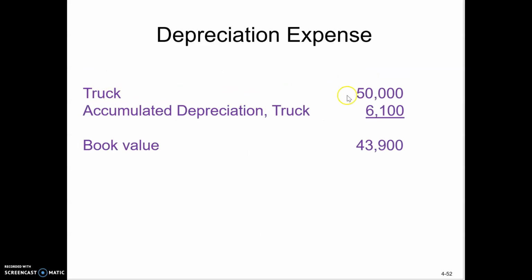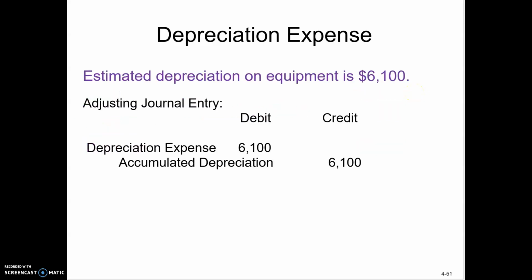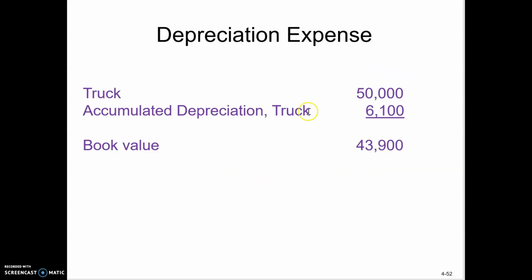So the truck is an asset account. It's got a debit balance of $50,000 and accumulated depreciation. We can see in our adjusting entry we credited it, so it's going to have a credit balance of $6,100. And so the difference between the truck and the accumulated depreciation for the truck, this $43,900, this is the book value. This is what we still have left to depreciate.